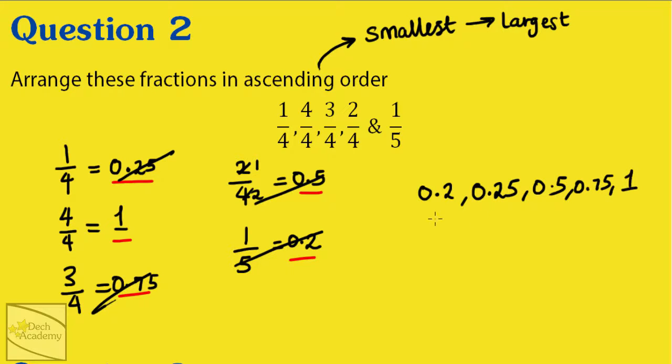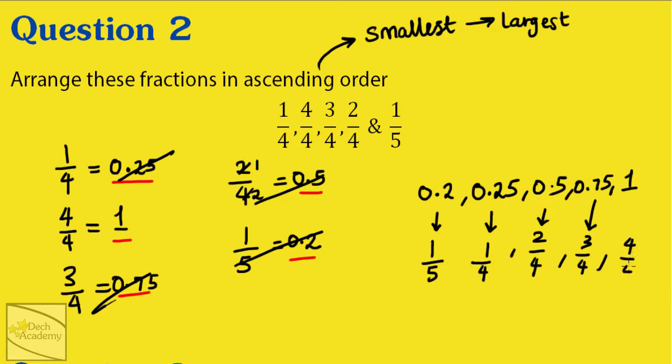So in ascending order, we now have to note which fraction represents which number. So 0.2 is 1/5. 0.25 is 1/4. 0.5 is 2/4. 0.75 is 3/4. And then 1 was obtained from 4/4. So we've now arranged the fractions in ascending order.